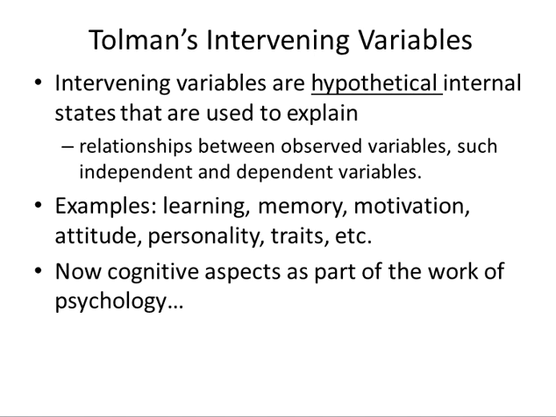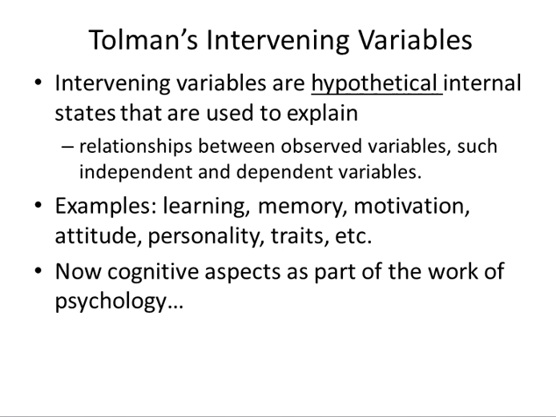Tolman's intervening variables. During the last session, we talked about Tolman somewhat. This idea of looking at behavior, but also talking about these things called intervening variables, something that deals more with a mental process that behaviorists at the time were not really interested in doing. These intervening variables are hypothetical internal states that are used to explain relationships between observed variables, such as independent and dependent variables. Examples would include such things as learning, memory, motivation, attitude, personality, traits, and so on.